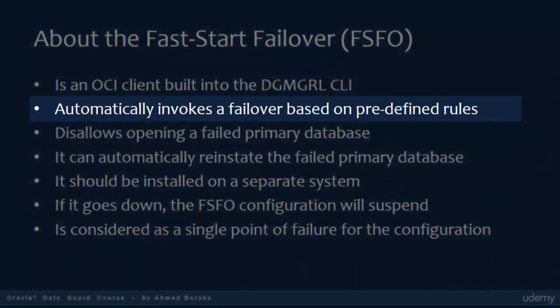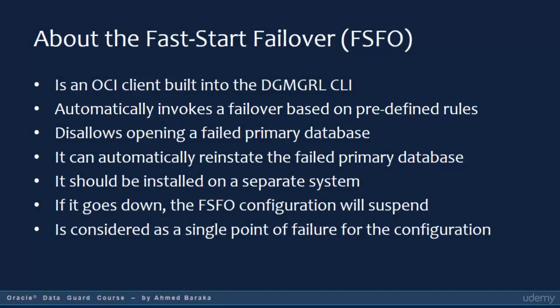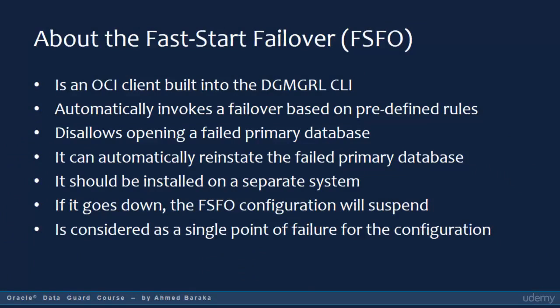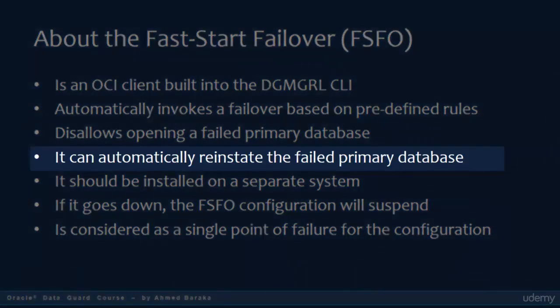FSFO automatically invokes a failover based on rules or conditions that you define. I talked about one of them in the previous slide, which was if the primary database becomes unavailable for a predefined period of time. I will talk later about other conditions that you can define in FSFO. If any of those conditions take place, the FSFO will automatically start failover. If the FSFO starts a failover, it doesn't allow the failed primary database to open for read-write operations to normal users. This is to protect you from having a split-brain situation. You can configure the FSFO to automatically reinstate the failed primary database if it becomes available after a failover.